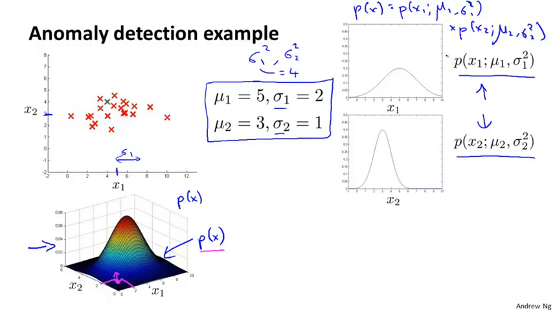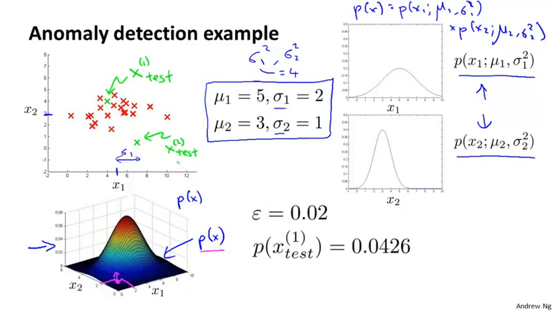Let's say we have a couple new examples. Maybe I have a new example there. Is this an anomaly or not? Or maybe I have a different example, a second example over there. So is that an anomaly or not? The way we do that is, we would set some value for epsilon. Let's say I've chosen epsilon equals 0.02. I'll say later how we choose epsilon. But let's take this first example. Let me call this example x1 test, and let me call the second example x2 test.